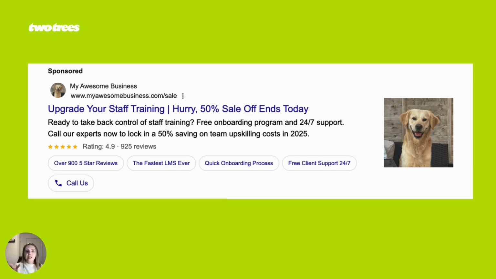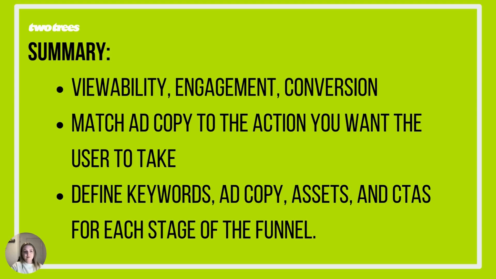So the CTA is really clear, right? We've addressed their pain points, we've addressed why they should choose us. We have our site link extensions here and our call out, so the fastest LMS ever. We have reviews, quick onboarding process. Again, that can be something that is a huge blocker, and call us. So we're seeing that in the description, we're saying call our experts now, and we have the call extension too. So hopefully this is a really clear way, again, to drive that action that we want users to take.